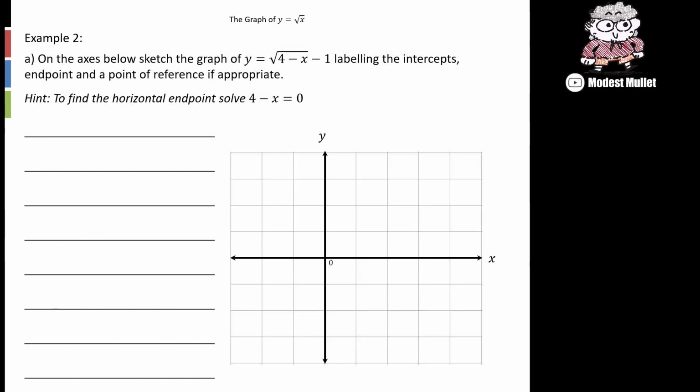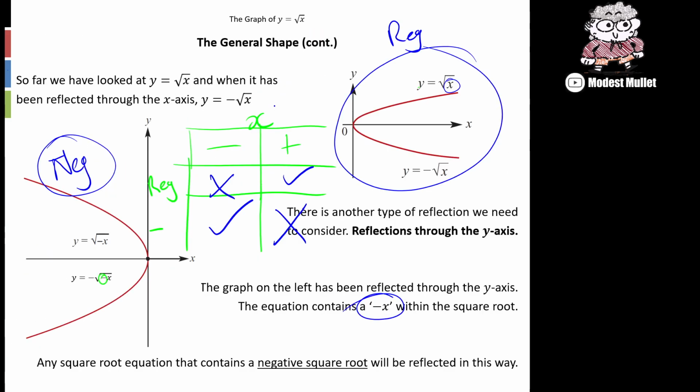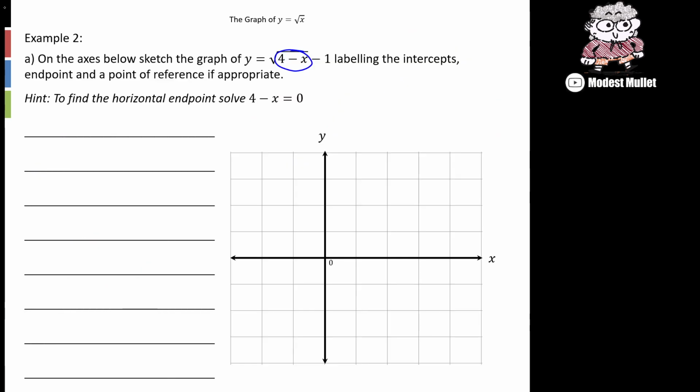So let's have a go. On the axis below, sketch the graph of y equals square root of 4 minus x, minus 1, labeling the intercepts. First thing I'm going to do here is this is not in our standard form because we have the 4 before the x. In our standard form, the x is already in first, and it makes it easy to identify h and k and those sorts of things. So let's rewrite in the standard form.